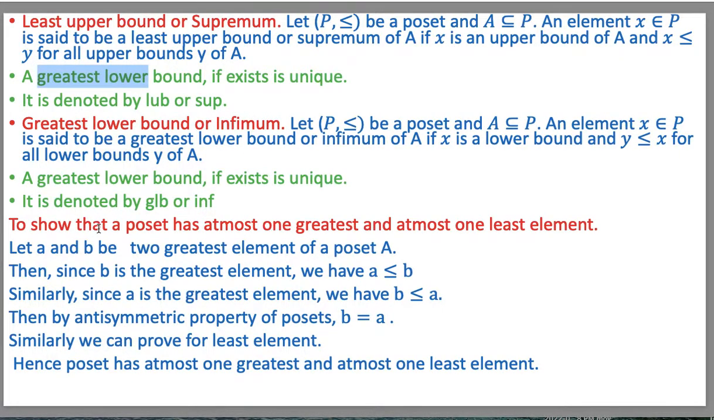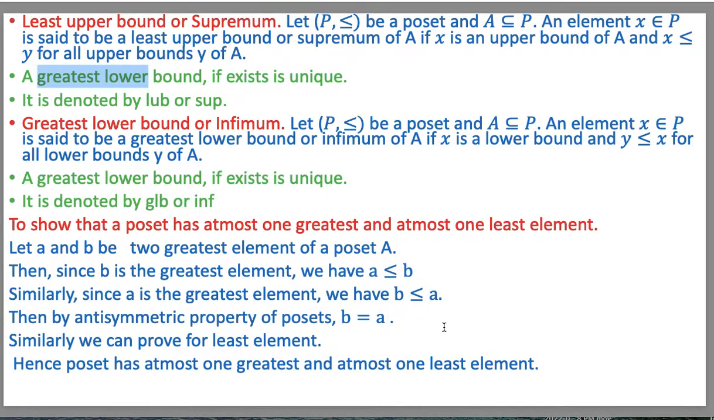Now we will show that a poset has at most one greatest element and at most one least element. Let A and B be two greatest elements of poset P. Since B is the greatest element, A is less than or equal to B. We have supposed that A and B are two greatest elements, so if A is the greatest element, then we have B less than or equal to A.